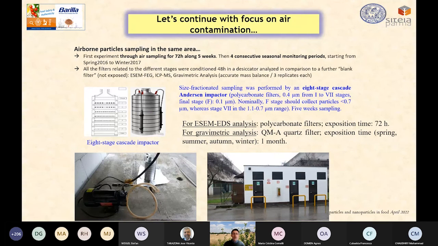Then, if you look at the air around those places, airborne particles were sampled in the same area, and the study was executed for 4 consecutive seasonal monitoring periods.